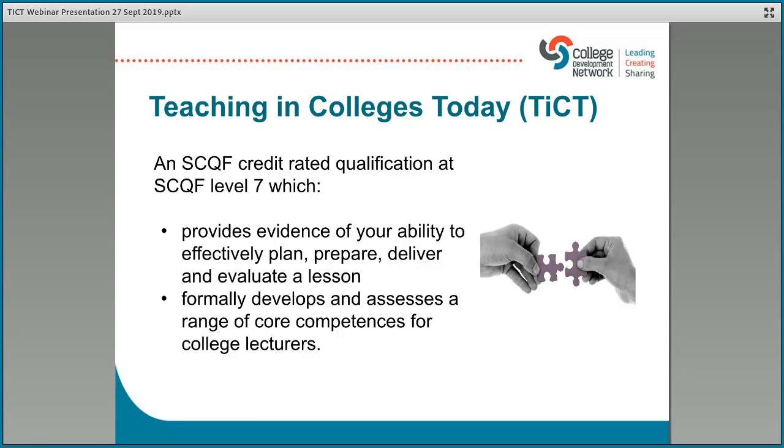As a Level 7 qualification, it replicates and aligns very closely with the PDA awards that SQA offer, and also with later TQFE studies. So an ideal initial entry-level qualification for new staff.